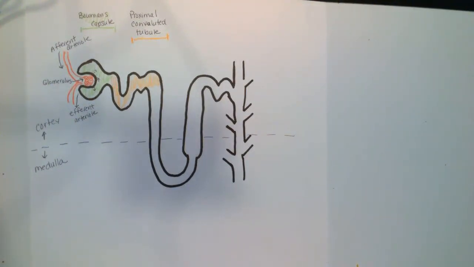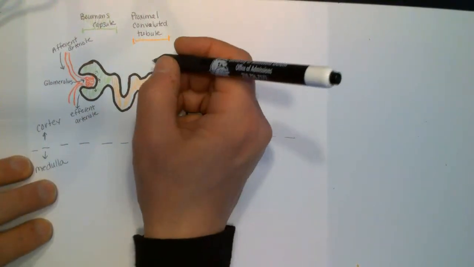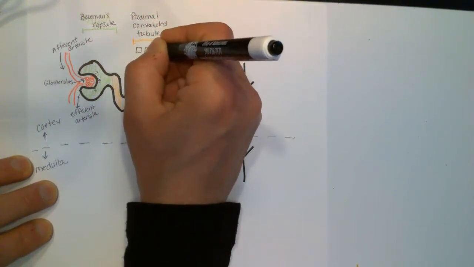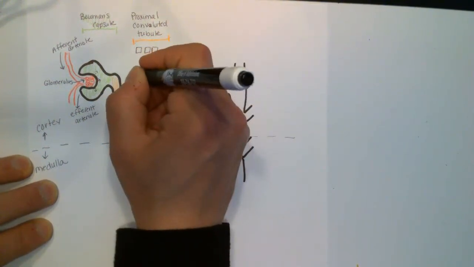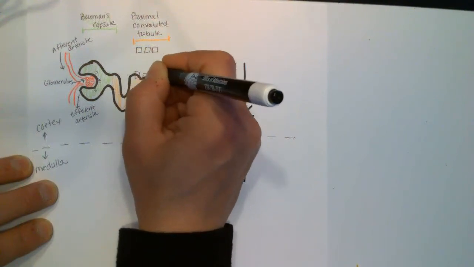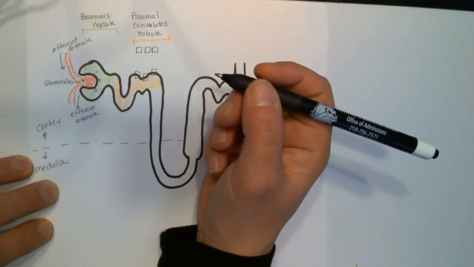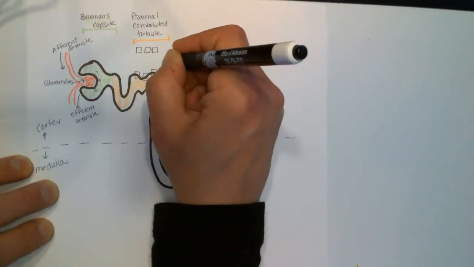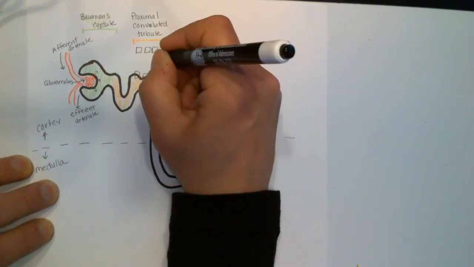The next section, and in the next lecture video, when we talk about exactly what is happening here, there are things that are going to be happening in each part. So the proximal convoluted tubules are going to be lined with simple cuboidal cells. And these simple cuboidal cells, if we drew them in here, have two different surfaces, right? They have the inner surface, which is the basal surface, and then they have the outer surface, which is called the apical surface.